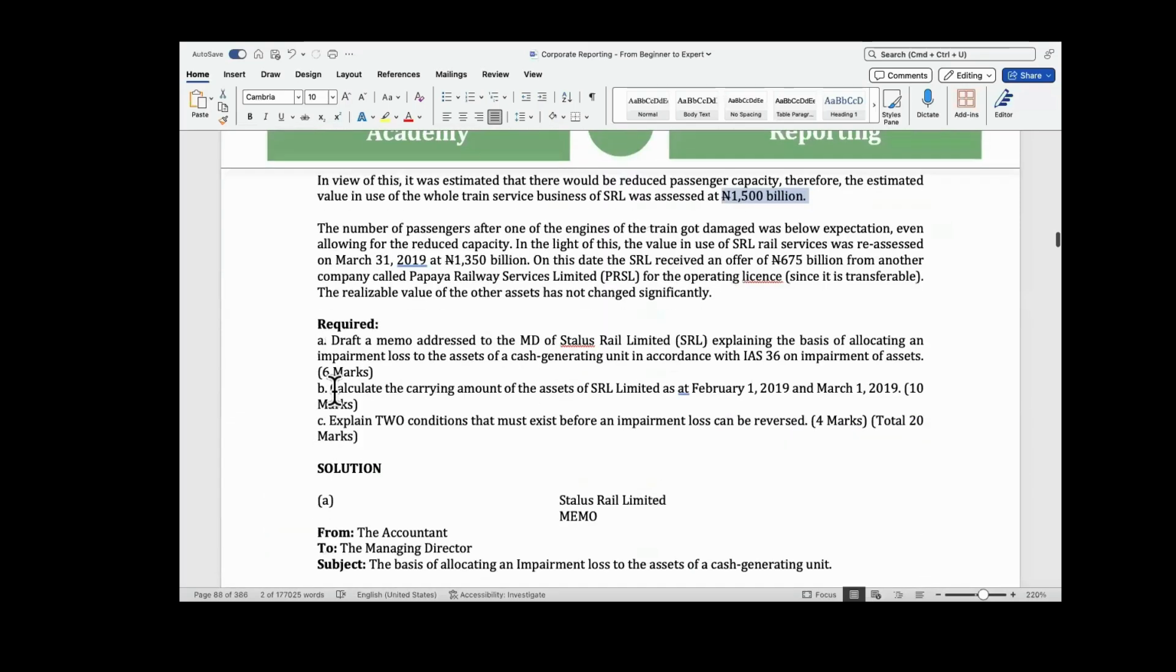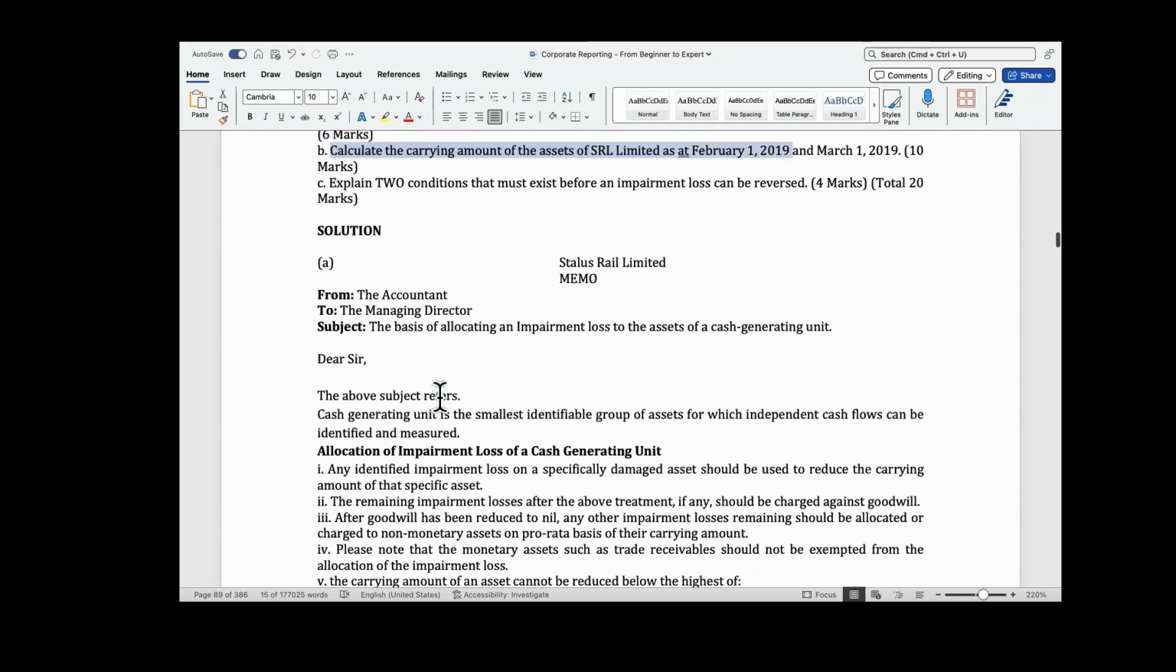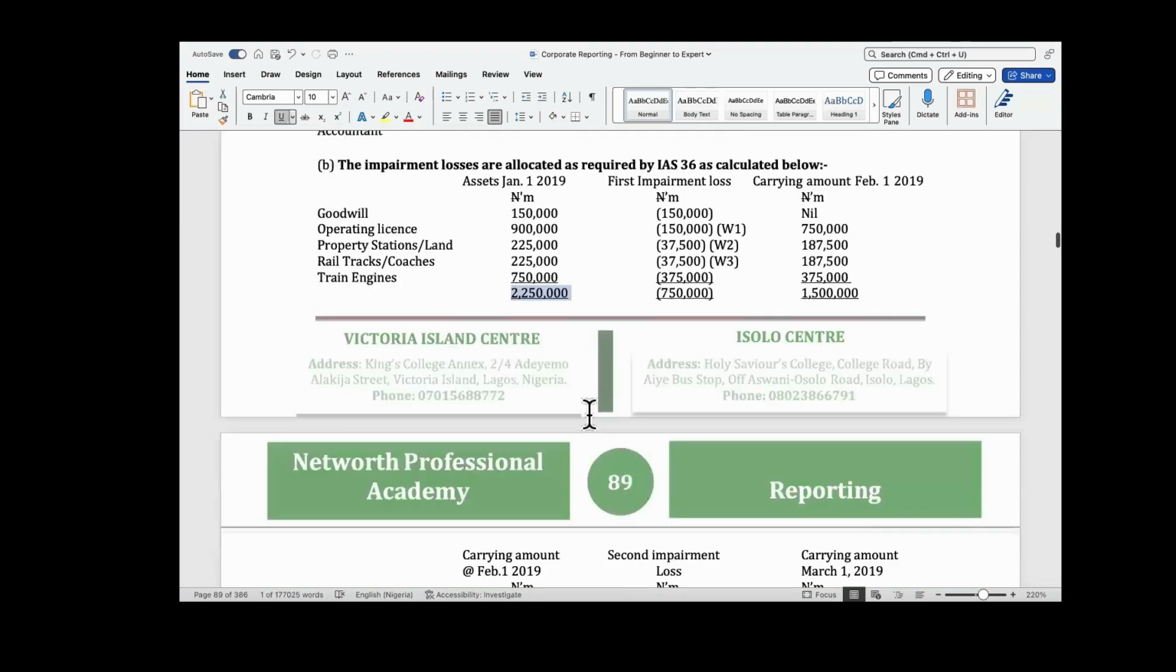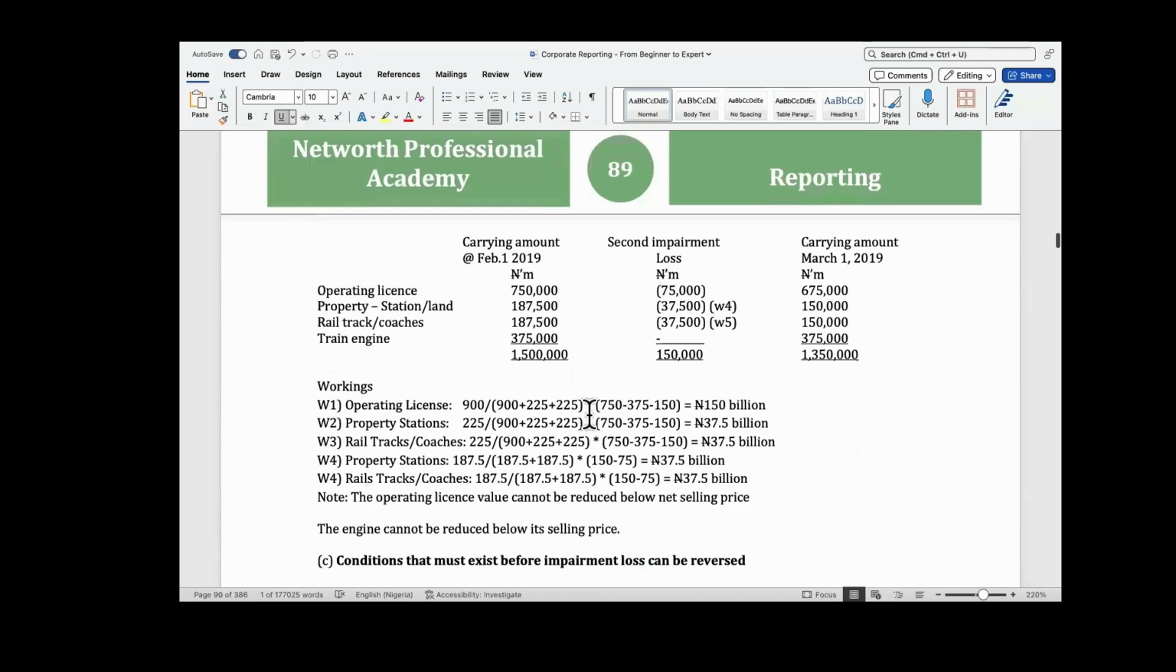So let's now calculate the carrying amount as at February 1st, 2019. When they say carrying amount, that is the value after you have deducted the impairment loss. So this was the value in the balance sheet, in the books. This is the carrying amount as at January 1st, 2019. When this company bought the railway, the goodwill was 150, the license, like that. So the total was 2,250,000. Now, the impairment loss was 750,000, like I've explained to you already.